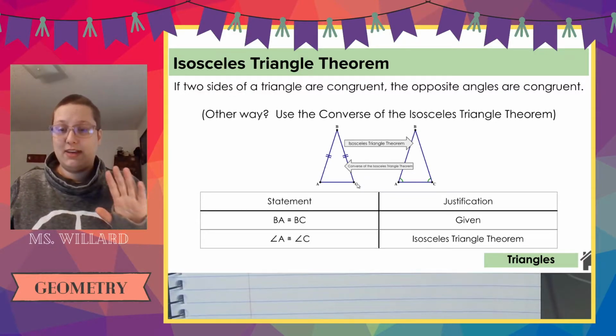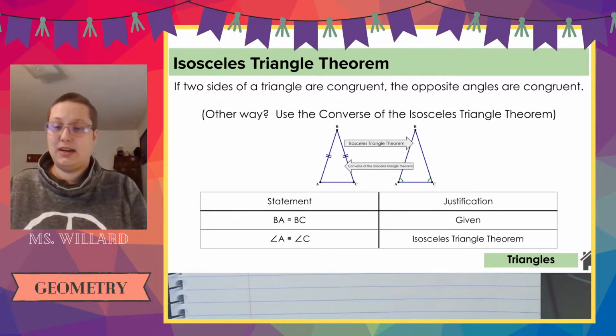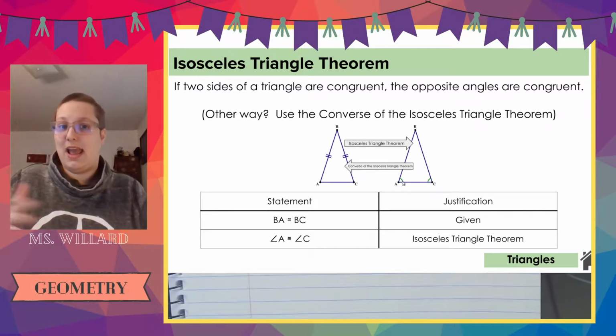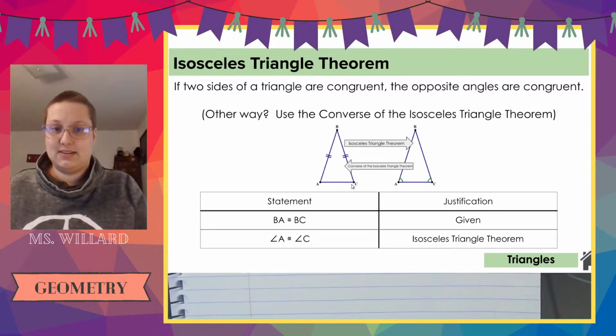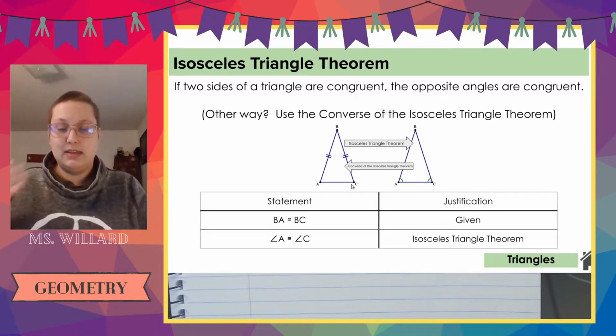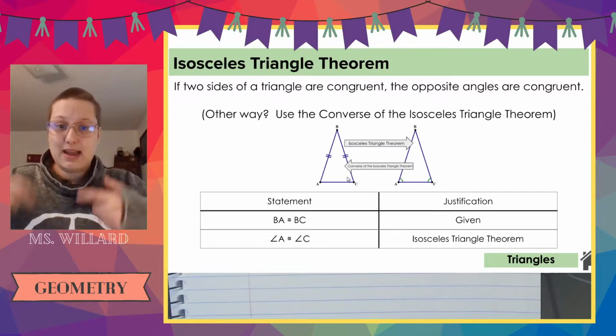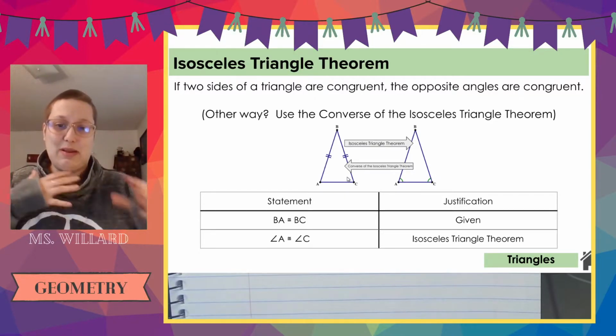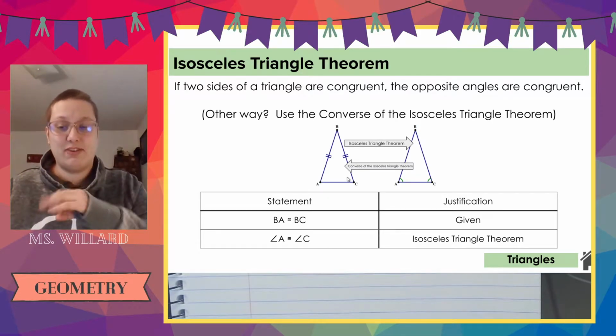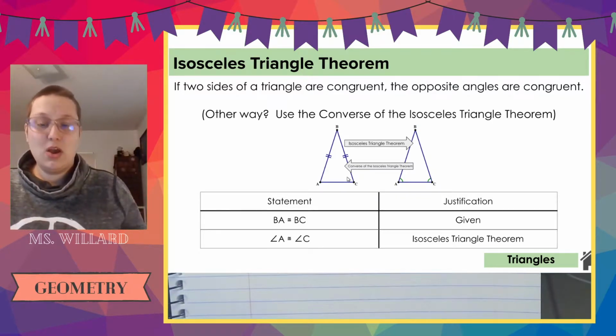So I made a little graphic over on the screen where I go, okay, sides to angles is the isosceles triangle theorem. Angles to sides is the converse of the isosceles triangle theorem. Okay, so if I know that BA and BC match, then A and C are the same. If I wanted to go the other way, I would say that A and C match, so that way BA equals BC. That's the converse of the isosceles triangle theorem, which is a lot.